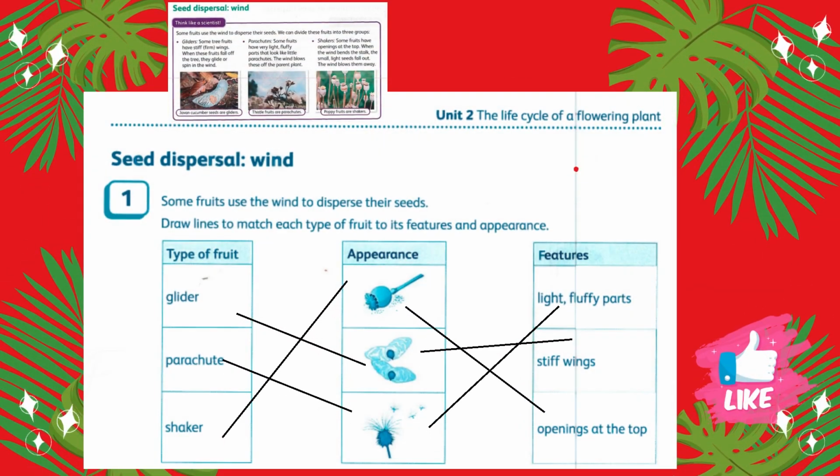Now seed dispersal, wind. Some fruits use the wind to disperse their seeds. Draw a line to match each type of fruit to its features and appearance. Type of fruit: glider, parachute, shaker. Appearance: you can see the pictures and features, light, fluffy parts, stiff wings opening at the top. So I have matched all these, just check it.